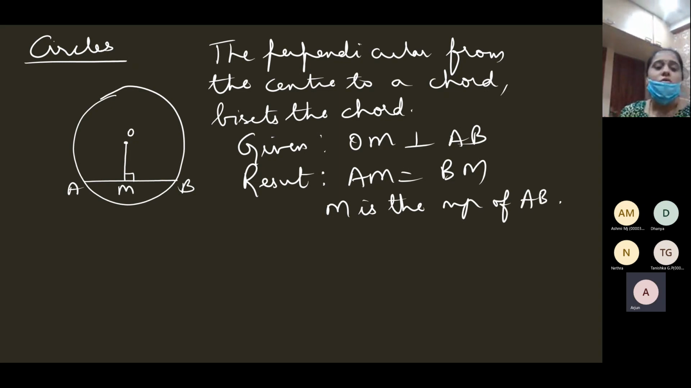What should be known? OM, where O is the center of the circle. So it is the perpendicular from the center to the chord, not from anywhere. The perpendicular from the center to the chord bisects the chord. If you know that OM is perpendicular to AB, then you can conclude that M is the midpoint of AB. You cannot just assume both and say let OM be perpendicular so it bisects. If OM is perpendicular to AB, then M is the midpoint of AB, or AM is equal to BM.